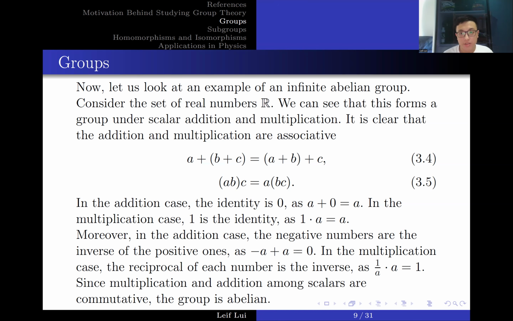Next, we have to check what the inverse is, and with different identities, there should be different inverses. In the addition case, for any positive number a, the negative number, negative a, will be the inverse, because the sum needs to yield 0. If we have a positive number a and some other number b, for the result to yield 0, b has to equal negative a, and a has to equal negative b. So they're inverses of each other, and thus for any positive number, its negative counterpart is the inverse.